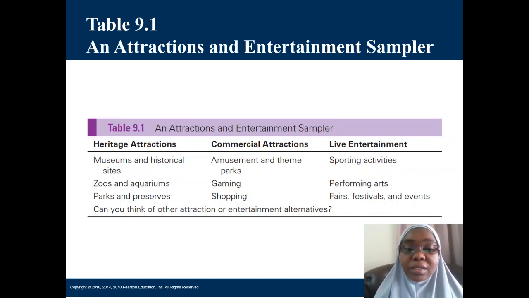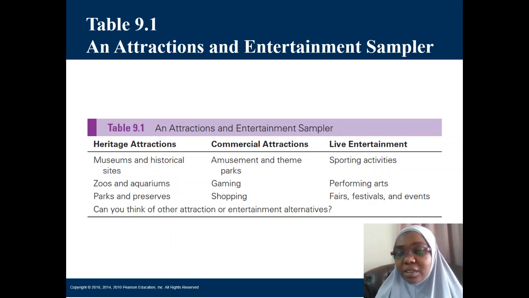Gaming also is one of the commercial attractions where people can travel for gaming purposes, right? We're still going to talk more about that. And then for shopping experiences too, tourists do travel for shopping experiences, especially to certain sites where they know that that is the only place where they can get any particular item, for instance.